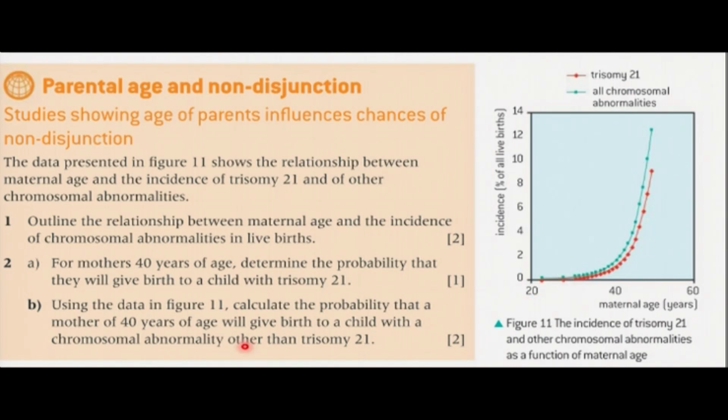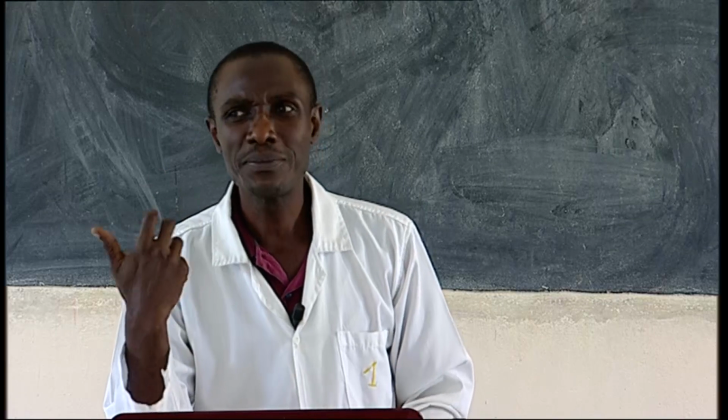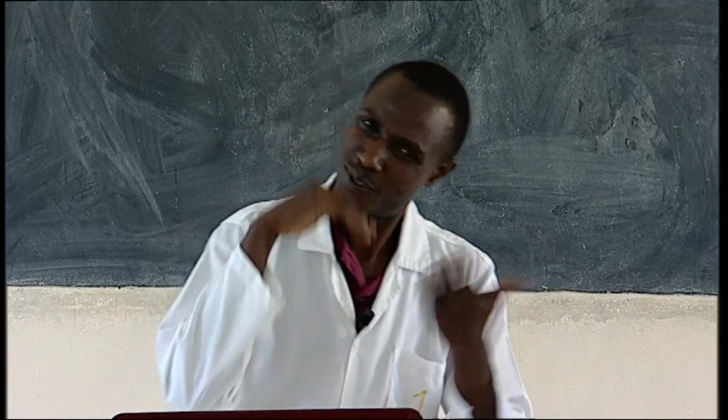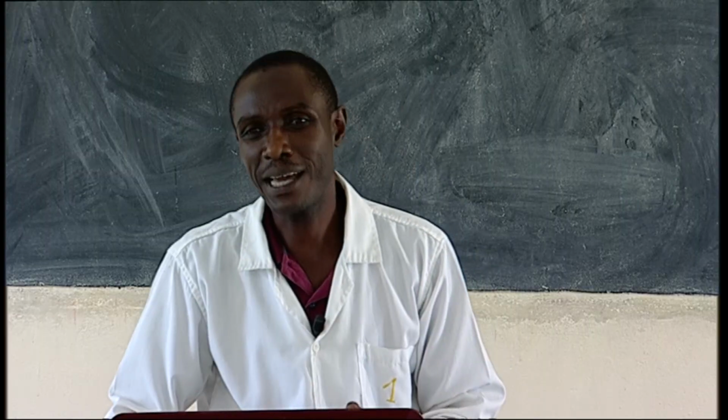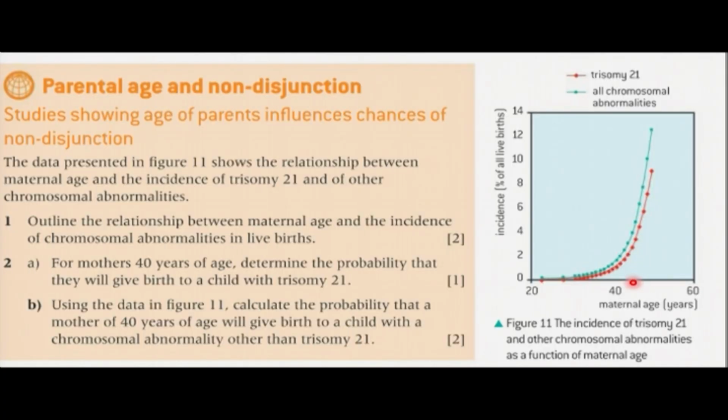So using the data, calculate the probability that a mother of 40 years of age will give birth to a child with a chromosome abnormality. So we look at the numbers, start doing the math. If I am old to this age, maybe around here, what is the percentage that I'm going to produce a child with an abnormality? What is the percentage when I get married at the age of, say, 32?